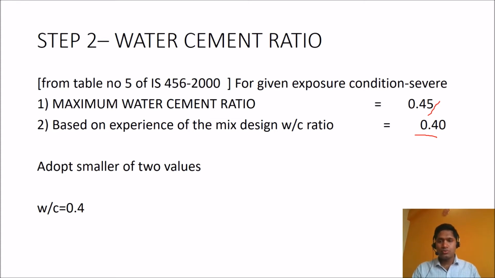Based on those two, you have to adopt the smaller value. So the smaller value is 0.4. So 0.4 is the water cement ratio we need to adopt.